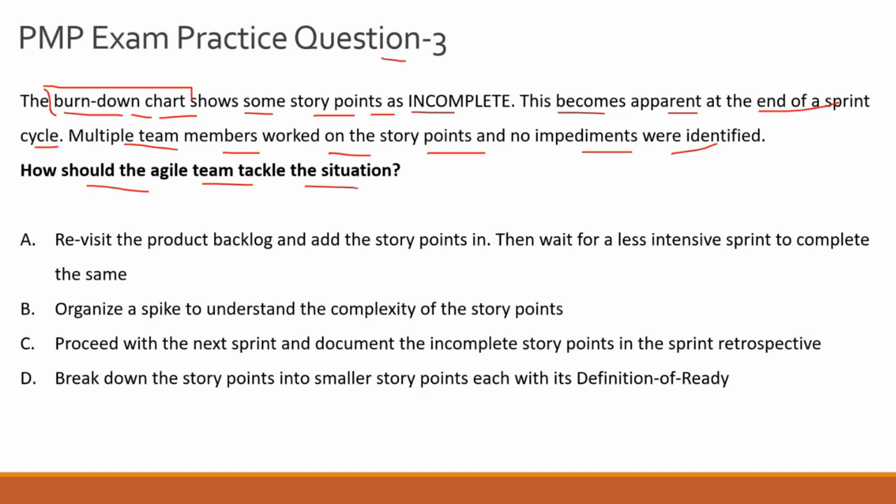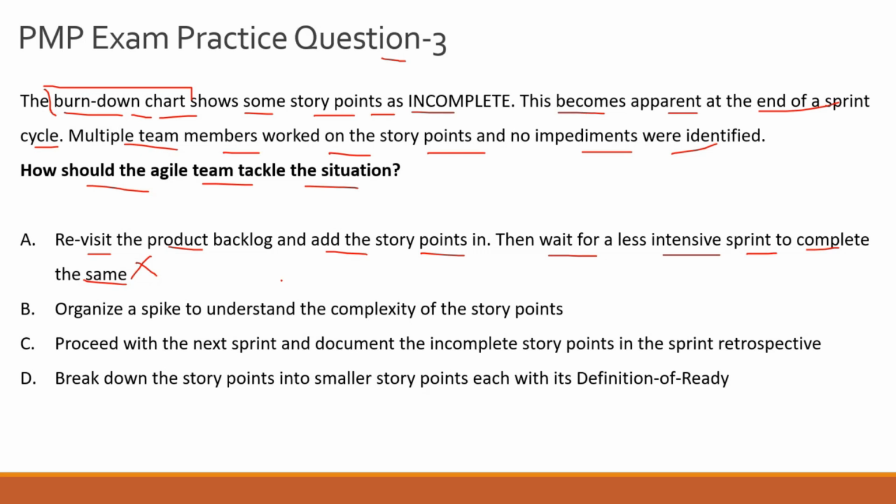So let's look at the options one by one. Option A, which is to revisit the product backlog and add the story points in, then wait for a less intensive sprint to complete the same. Now this is incorrect, guys. Because if you wait for a less intensive sprint to take in these story points, what is the guarantee that these story points are not as intensive as the story points that you will be picking up in your future sprint, right? So there is no guarantee of that.